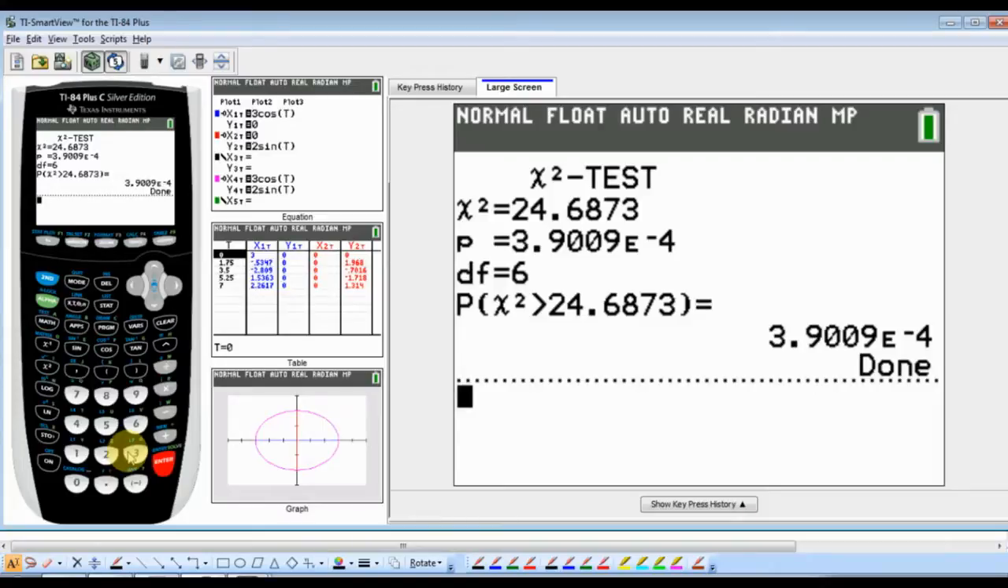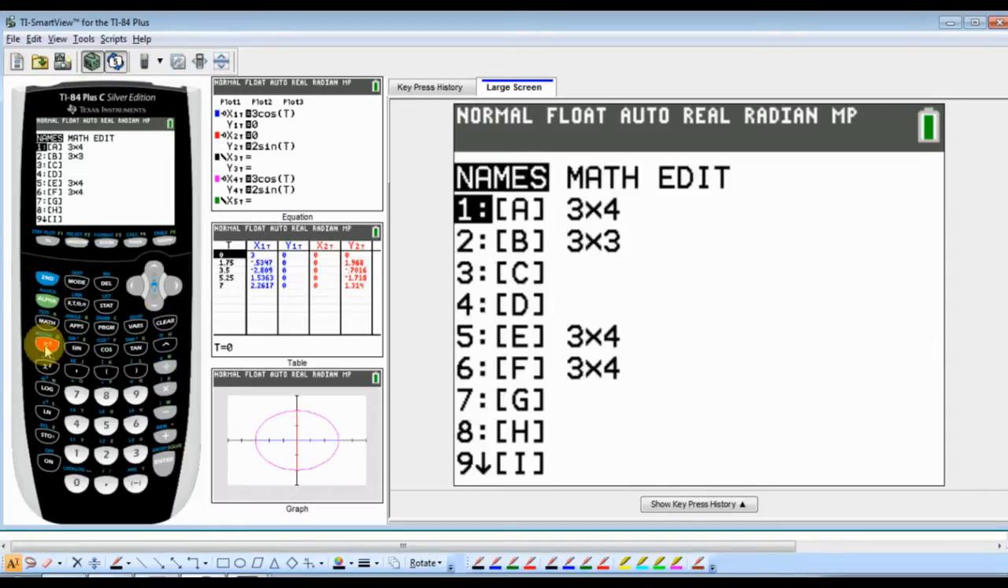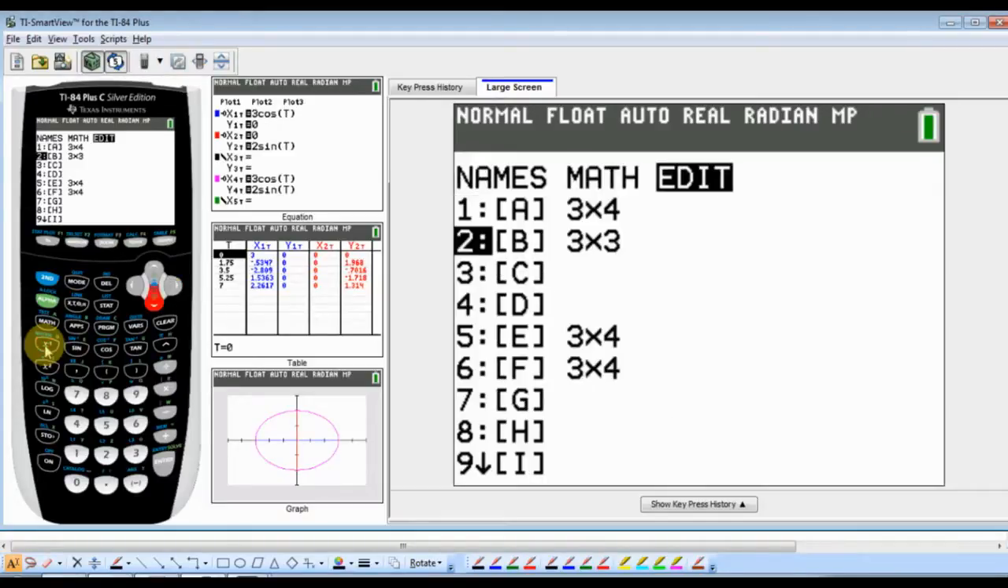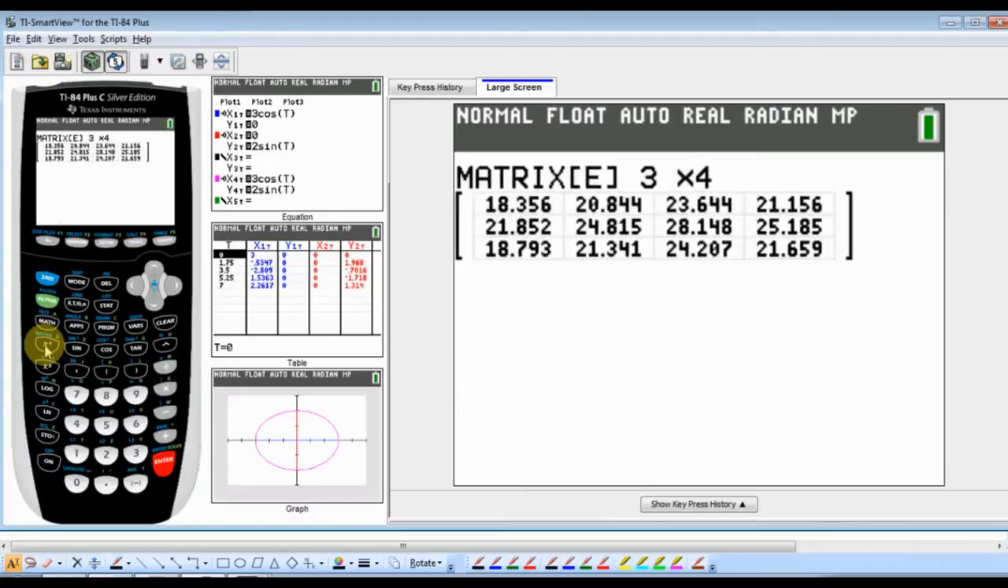Okay, so we'll leave that there, and we'll actually take a look at the matrices again. And we'll go to Edit so we can see the entire thing. And remember, the cells program puts the expected matrix in matrix E. E stands for expected.